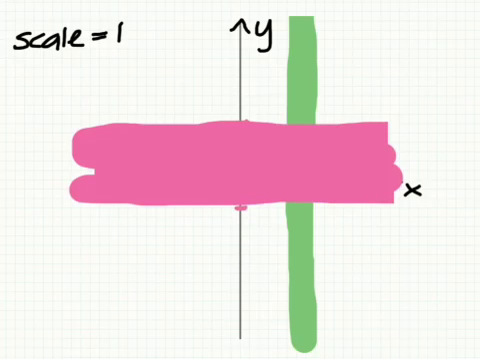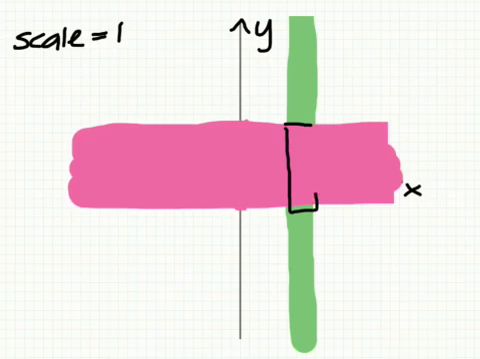Okay? So if you do this with a color pencil, you're going to see that there's a section where the colors overlap. And if you do it with two different color pencils, you're going to see there's a section where the colors overlap. Where they overlap is right here.